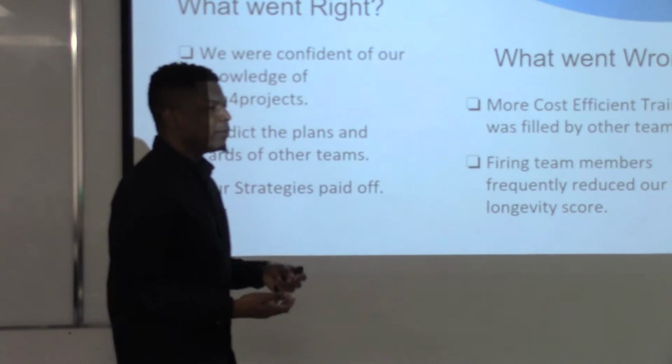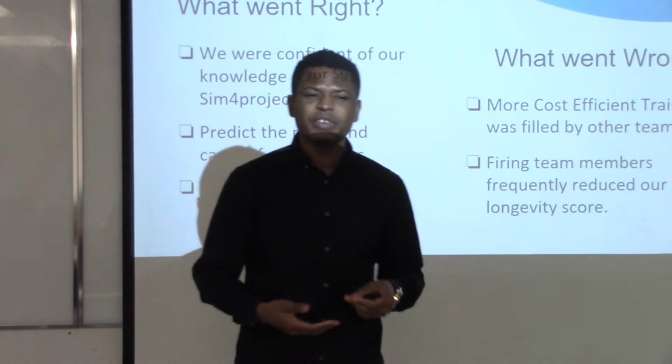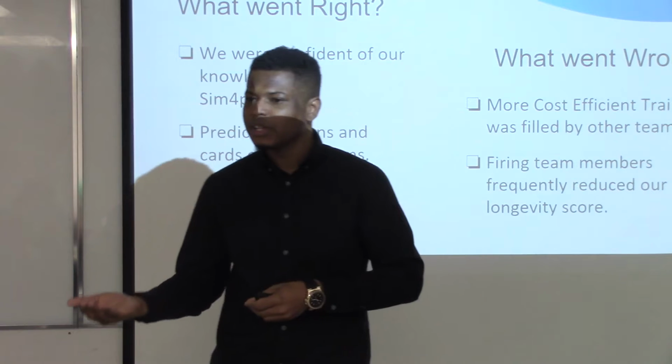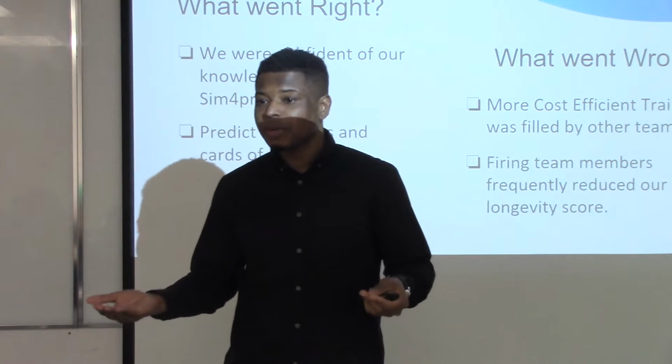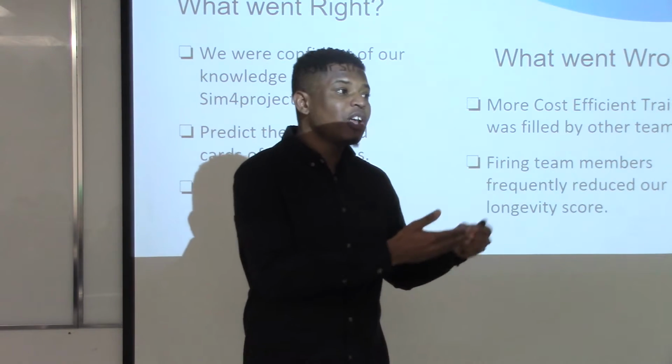Now, firing team members. Of course, our secret strategy, our winning strategy, was to bid 5% on the best and 10% on the second best. So sometimes we had to let go somebody. And this, of course, reduced your longevity.